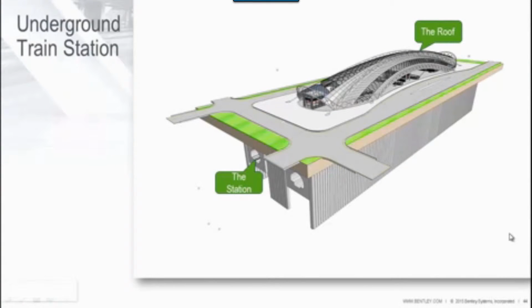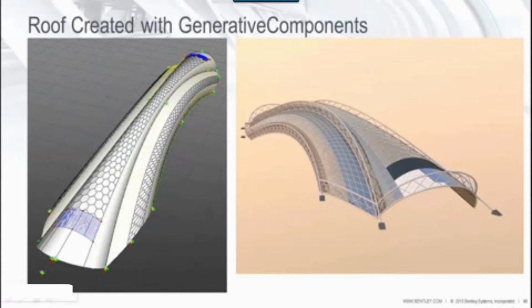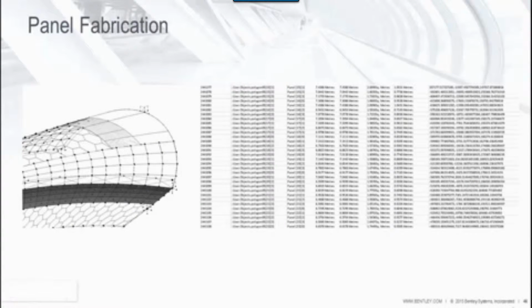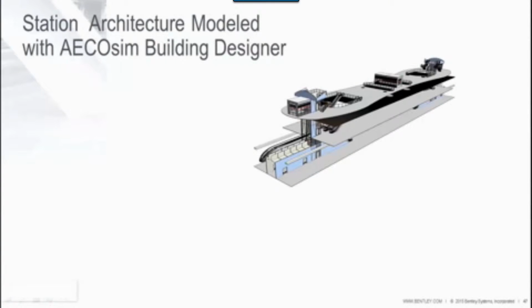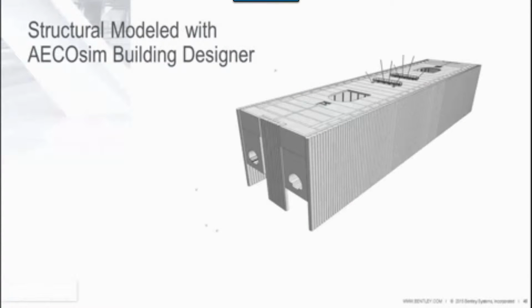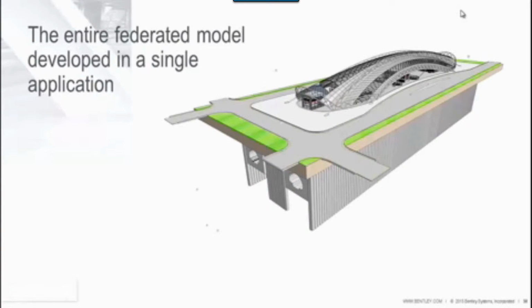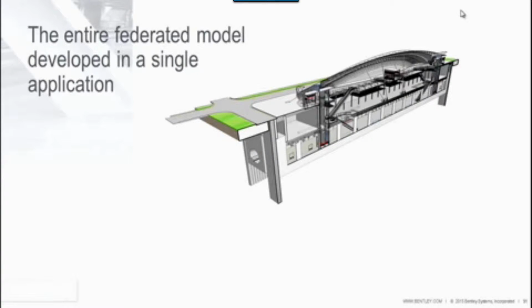We can collaborate on models simultaneously with integrated BIM workflows. Here we see the example of an underground train station. The roof of this station was designed using GC extension of EcoSystem Building Designer, and the complete underground station was designed using different modules of EcoSystem, like architecture, structure, and MEP respectively. So effectively, the design of this entire project was carried out by using a single solution, and that is EcoSystem Building Designer.